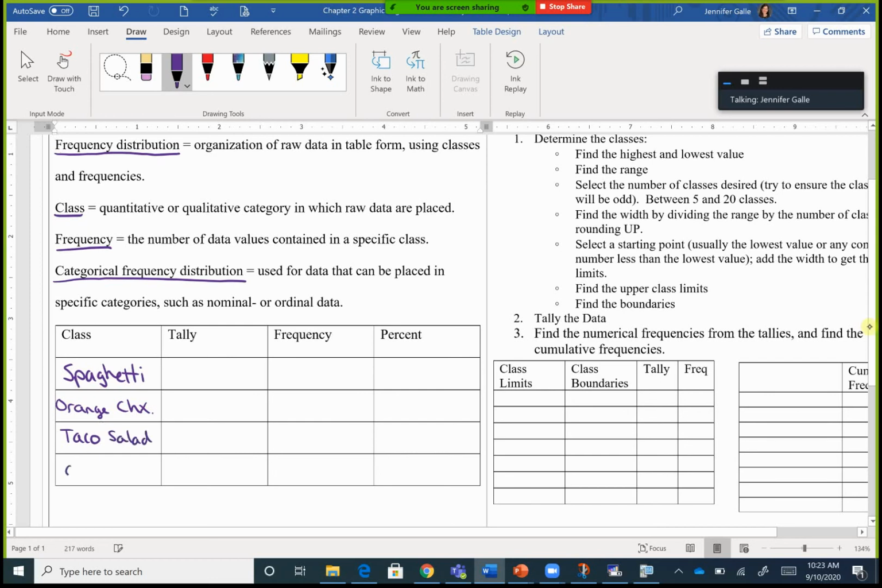And then chicken strips. Or nuggets. I put nuggets on there too. But we can just do chicken strips for ours, is fine.